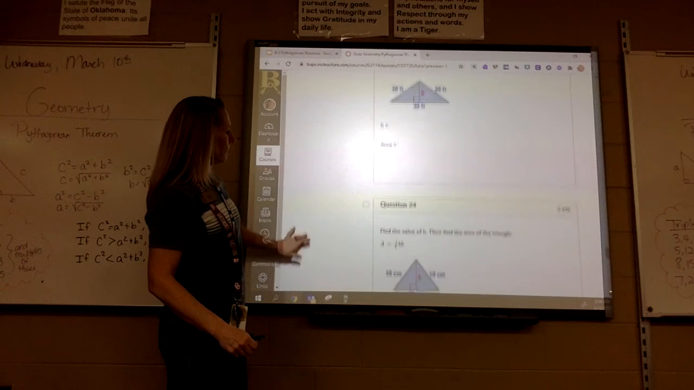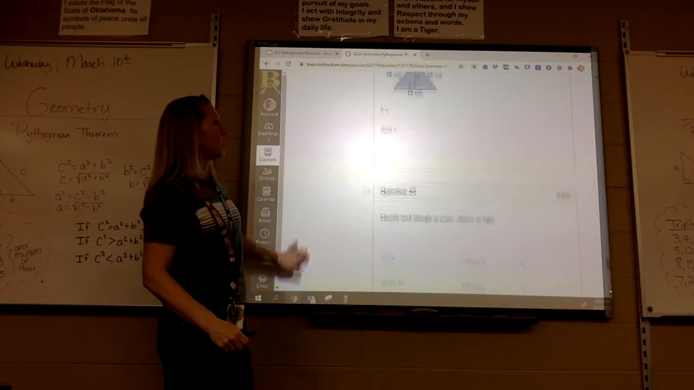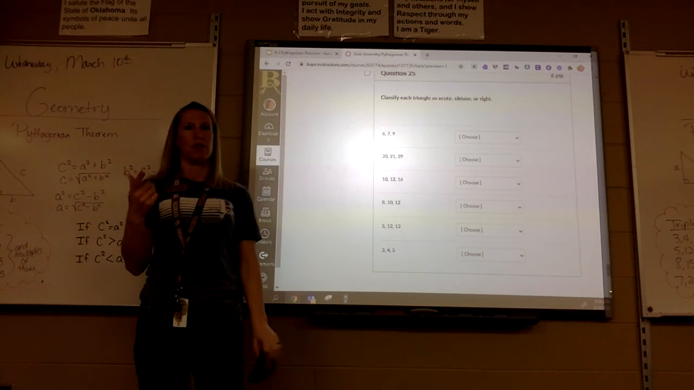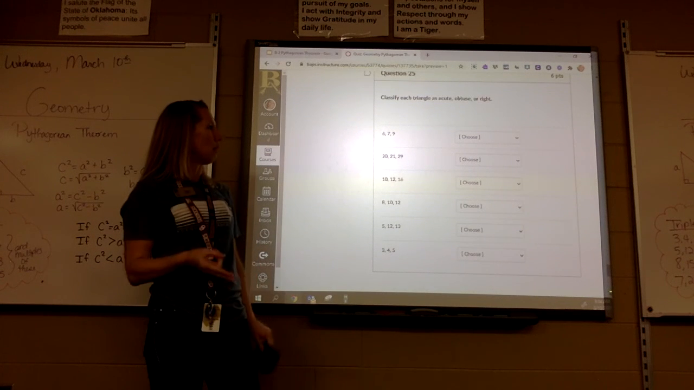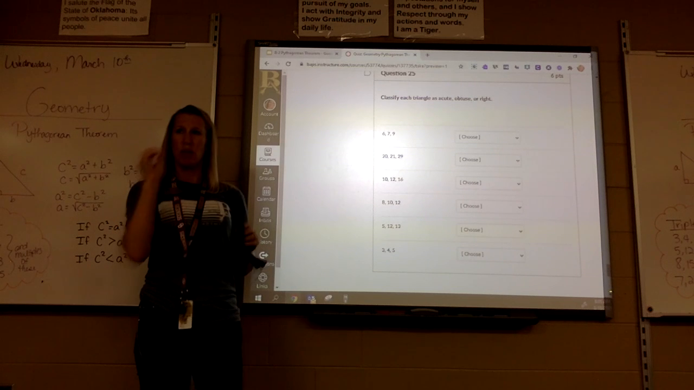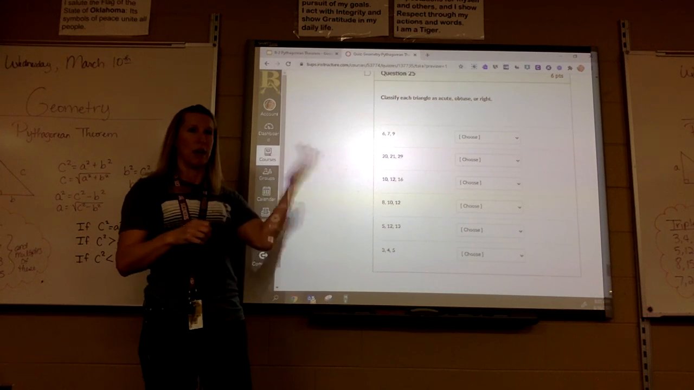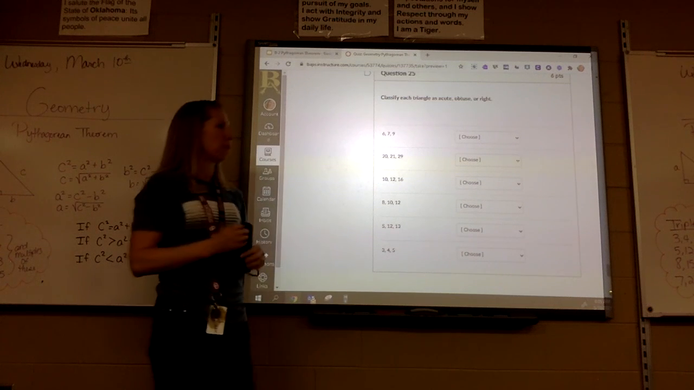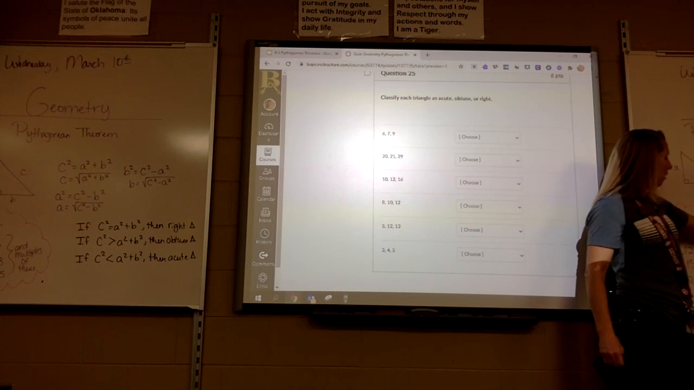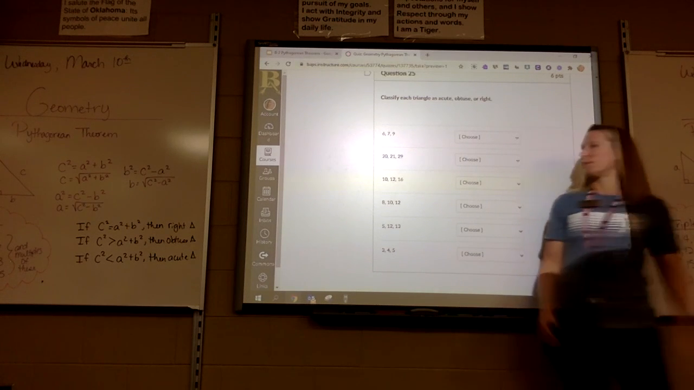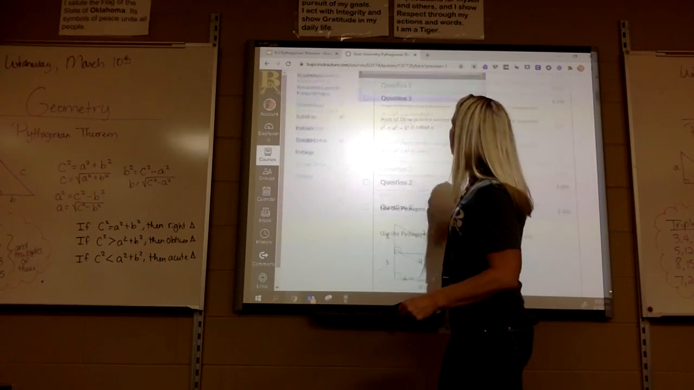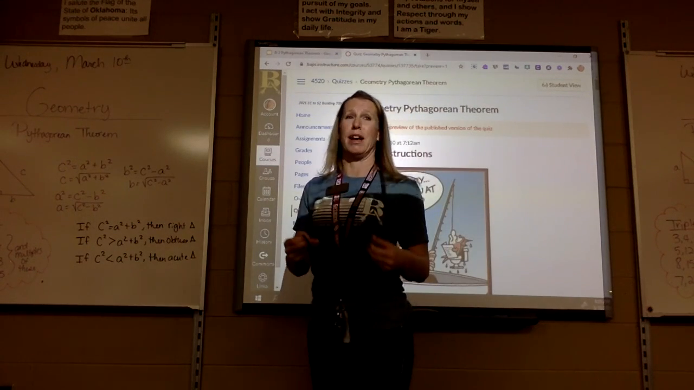Numbers 22, 23, and 24, you're doing the area. And then 25, you have to decide whether the triangle is acute, obtuse, or right. Do you remember how to do those? Start with the c in the calculator, the biggest side, and then compare to a squared plus b squared. If c squared is equal, it's right. If c squared is bigger, obtuse. If it's smaller, acute. So, if you have questions, just let me or Mr. H know. We're doing Pythagorean Theorem again tomorrow and Friday.